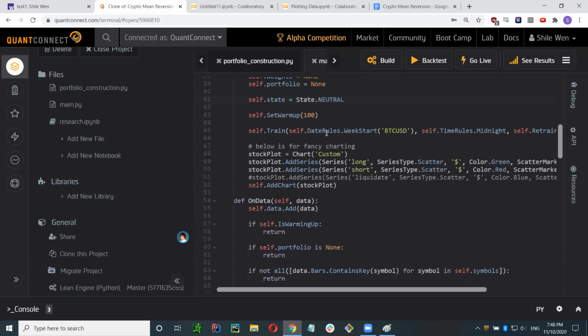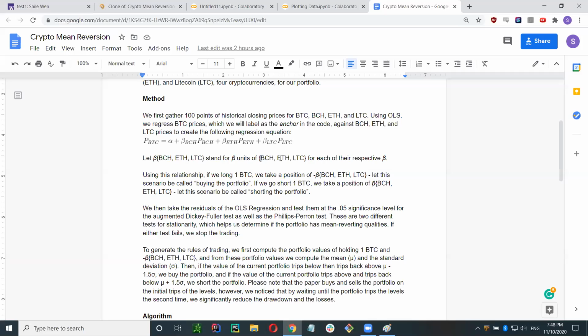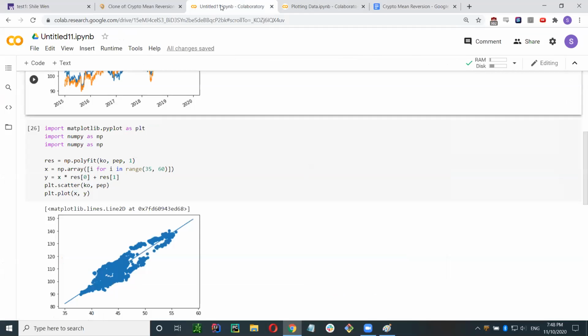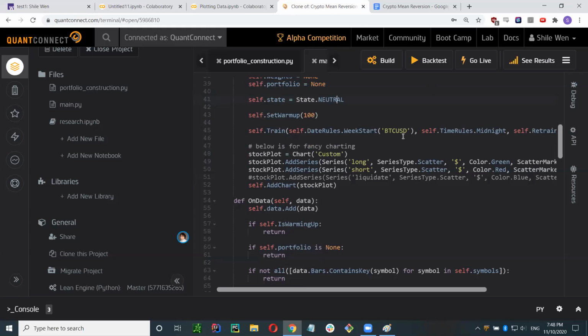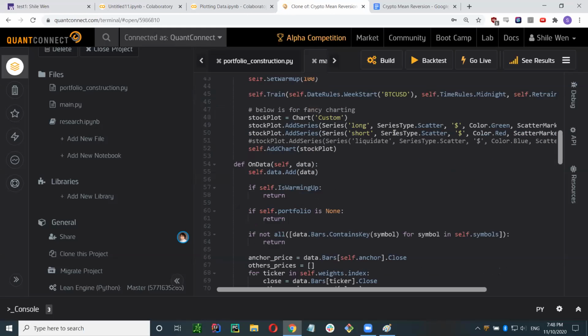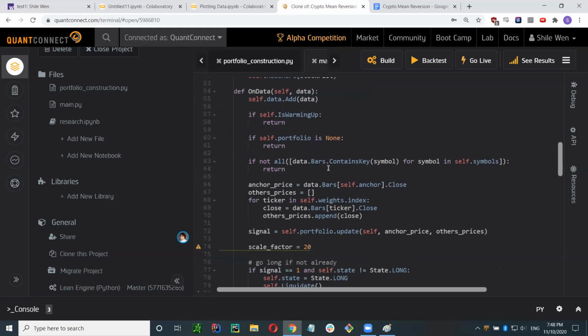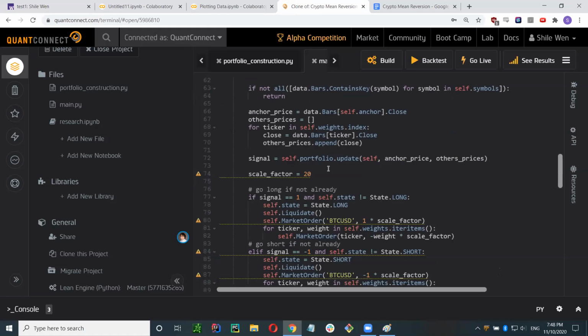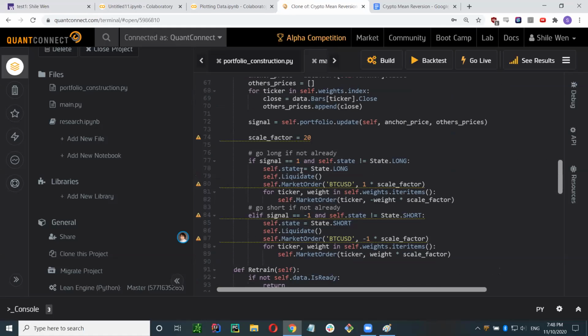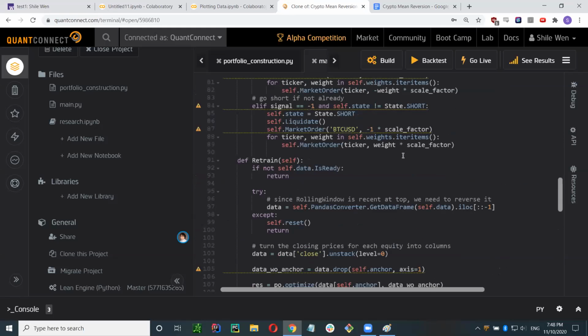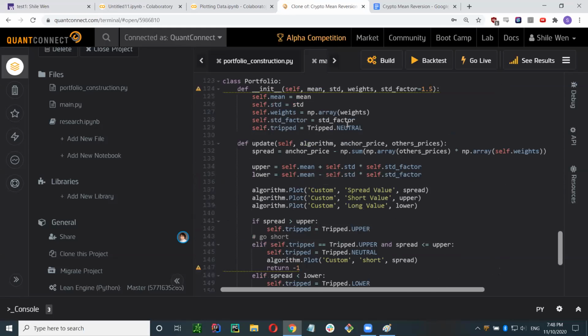And we retrain the coefficients. The reason we retrain these beta coefficients periodically is that the dynamics of the relationship might change over time. The beta might change. So that's why we need to constantly retrain it. I retrain it every week, just so it's frequent enough to capture the changes in the price dynamics. Then I make a portfolio, and the portfolio just keeps track.